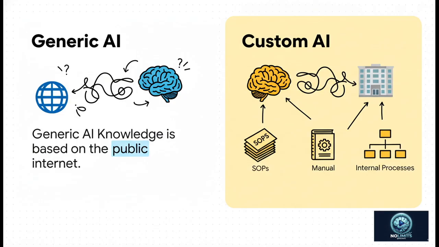Okay, now we get to the memory, the knowledge. And this is where things get really interesting. Think about it. A generic AI like ChatGPT, its memory is basically the entire public internet. But your custom AI? Its memory is your secret sauce. It's your internal documents, your SOPs, your product manuals, your training guides, all your FAQs. This is what makes it so incredibly valuable, because nobody else has this knowledge.